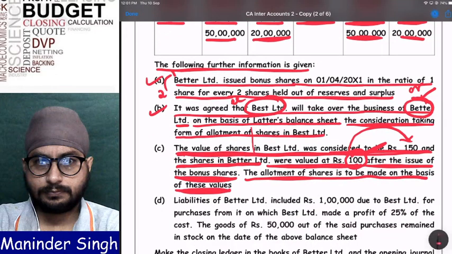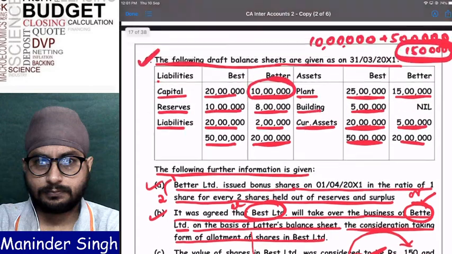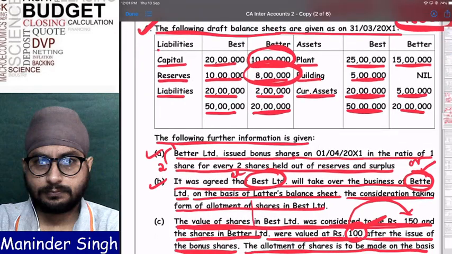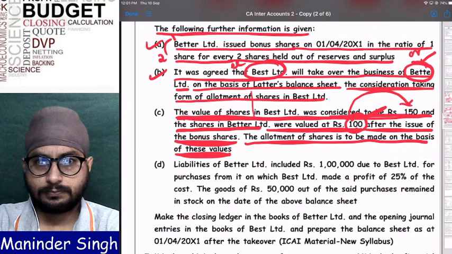Now tell, I am issuing equity shares to you. Reserves are 8 lakhs. Don't talk about reserves. Let us first continue the topic we are starting. In between, why reserves? First, let us complete share capital. Clear? 15 lakhs. This is after the issue of bonus shares, right?